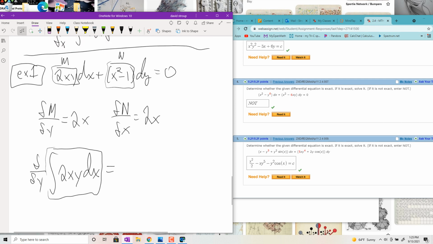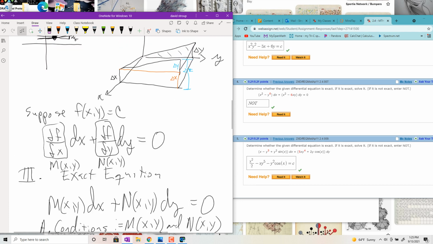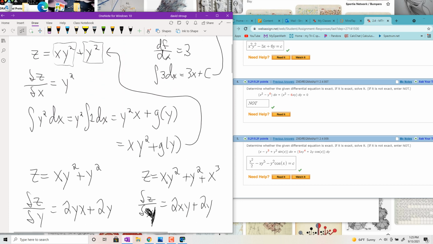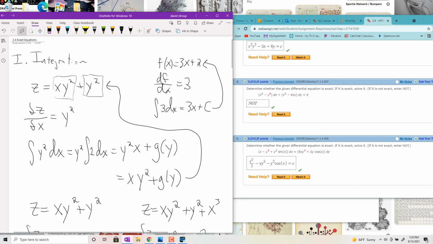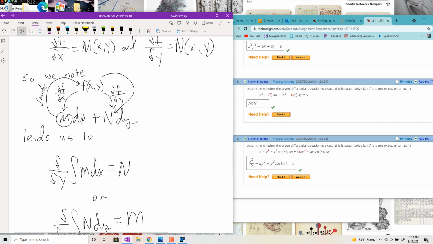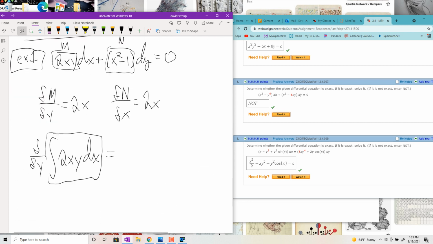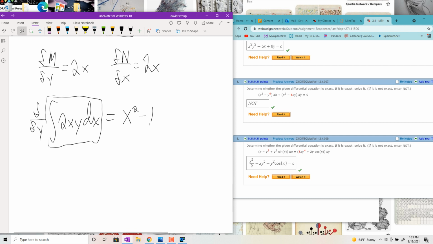Because you're doing an integral of a multivariable function with respect to x, you're going to have this plus g of y term, which is unknown. Okay, but by taking the partial and then equating it to whatever N is, you'll be able to solve for that unknown function. Okay, so let's try that.